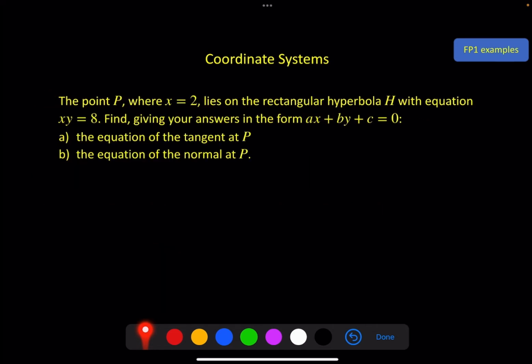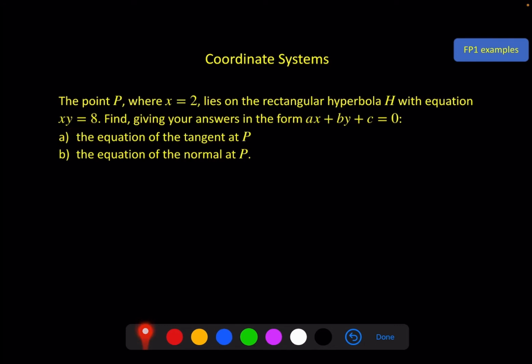Here's the first one. The point P, where x equals 2, lies on the rectangular hyperbola H with the equation given. So c squared is equal to 8, so c must equal 2 root 2. Find, giving your answers in the form ax plus by plus c equals 0, where you can assume a, b, c should be integers, the equation of the tangent and the equation of the normal at the point P. Okay, this is very, very similar to our starter question. The only difference, as I said, is the differentiation of the function.